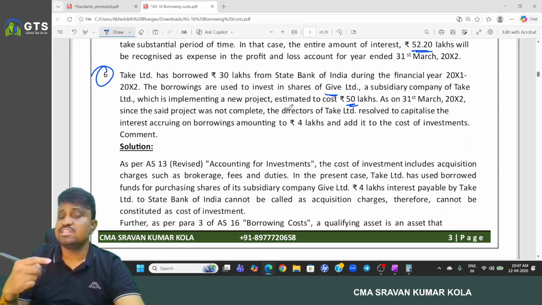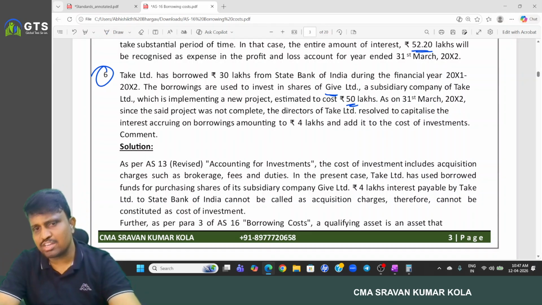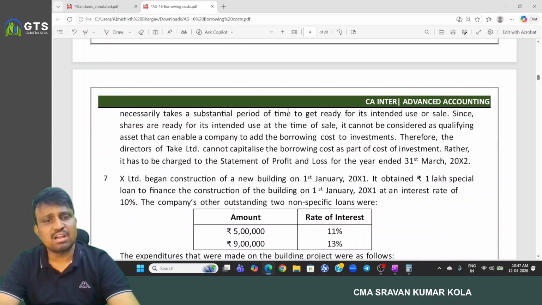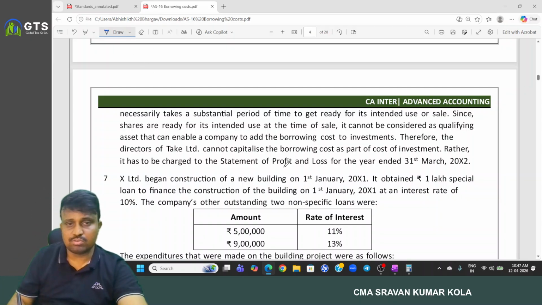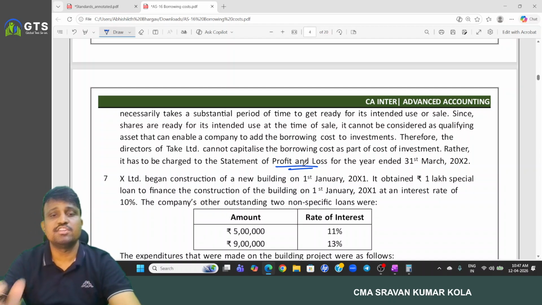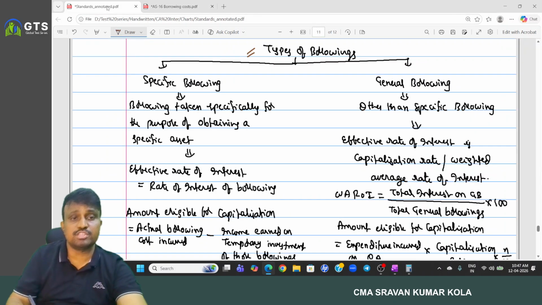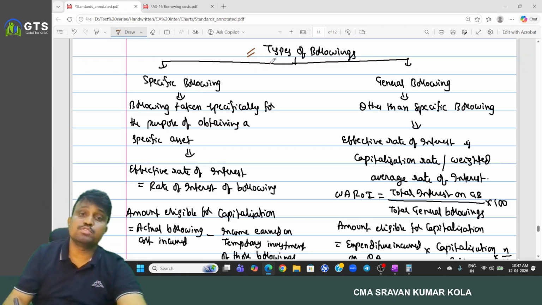But actually, any amount invested in these shares, investment in financial assets, is not a qualifying asset. It is not covered under AS-16, not required to be capitalized, and it is simply transferred to the profit and loss account only, because those are not requiring a substantial period of getting ready for their use. Okay, that is our qualifying asset related part. And next, types of borrowing.